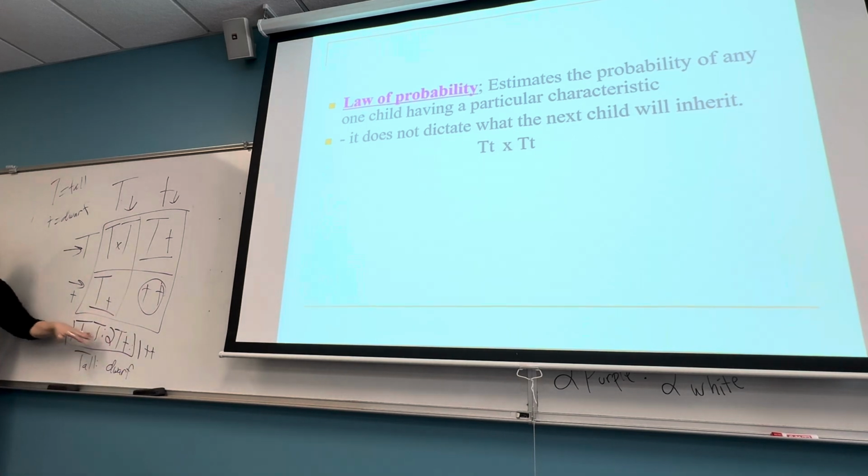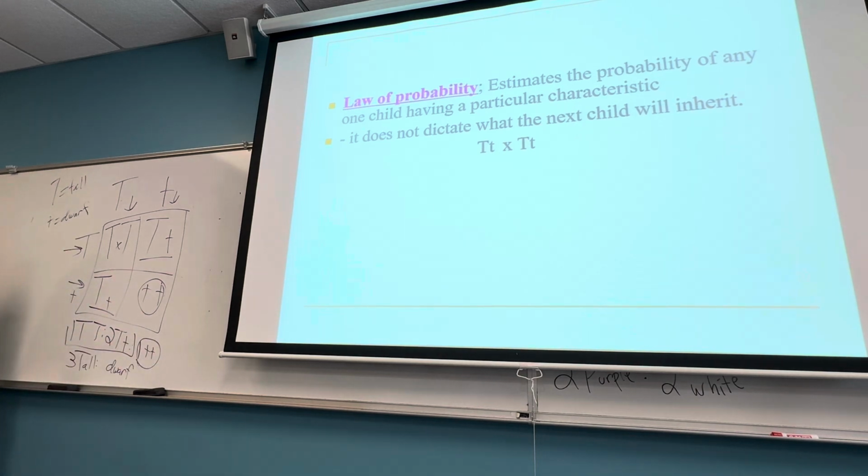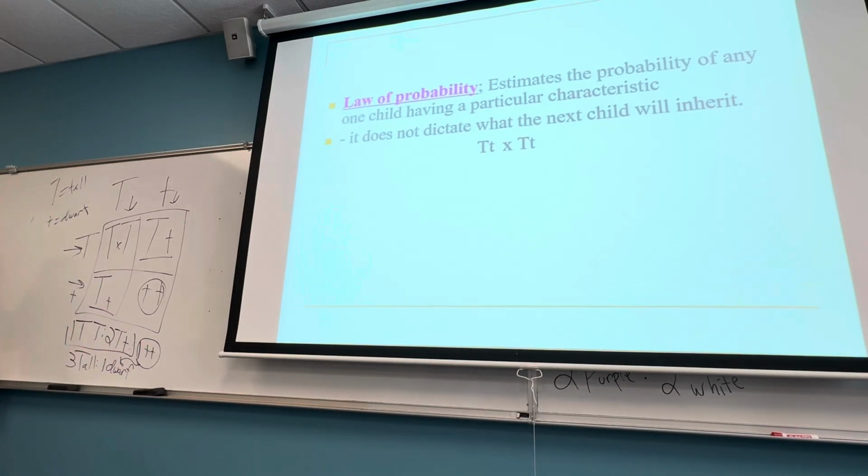Anybody with a capital letter, homozygous dominant and heterozygous, is going to look tall. And anybody with the two recessive alleles is going to look the recessive phenotype or dwarf. So we have a 3-to-1 ratio. Now, figuring out percentages, what you're going to do is you're going to divide each of these by the total number of possible offspring. 1, 2, 3, 4. So 3 divided by 4 is 75%.